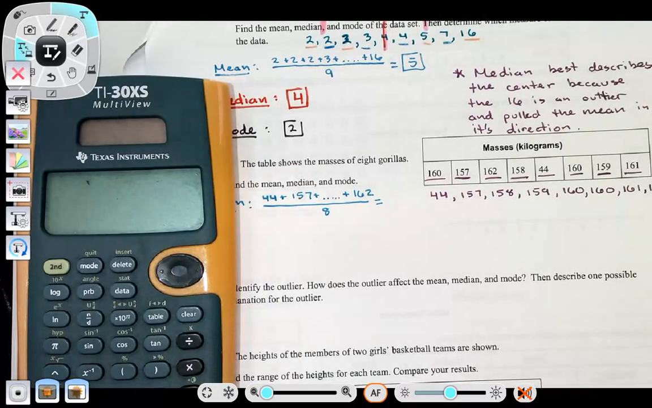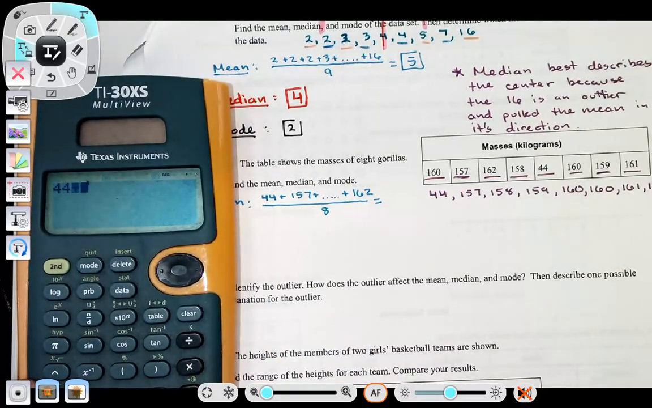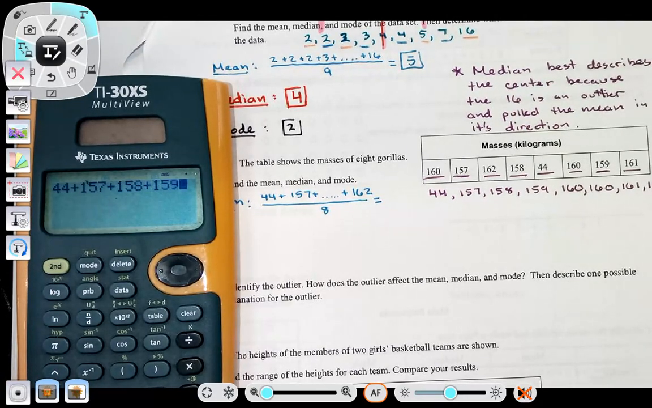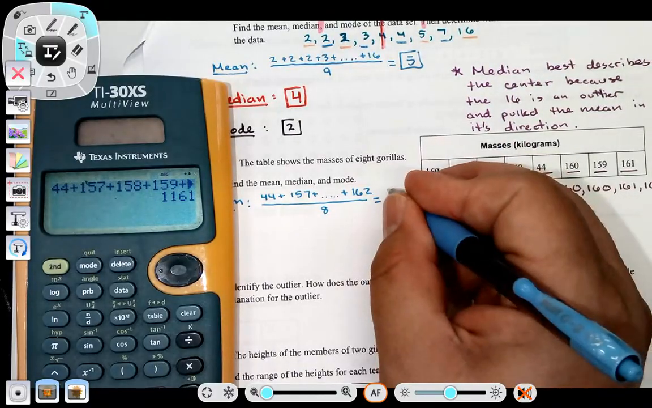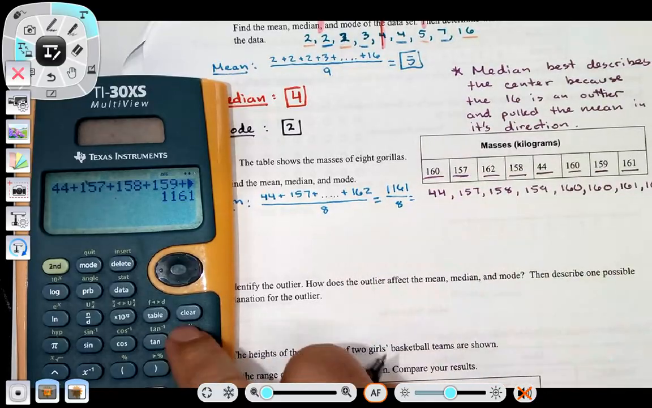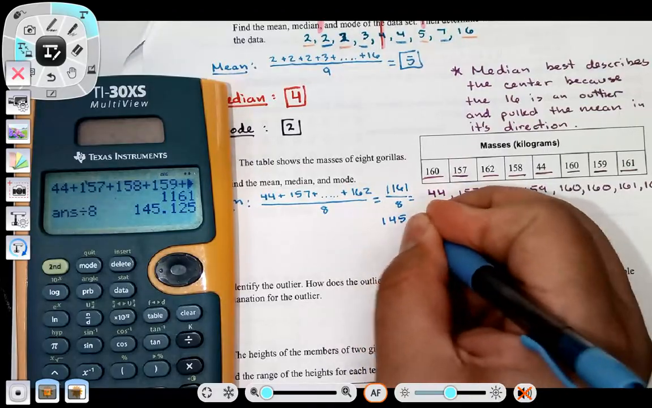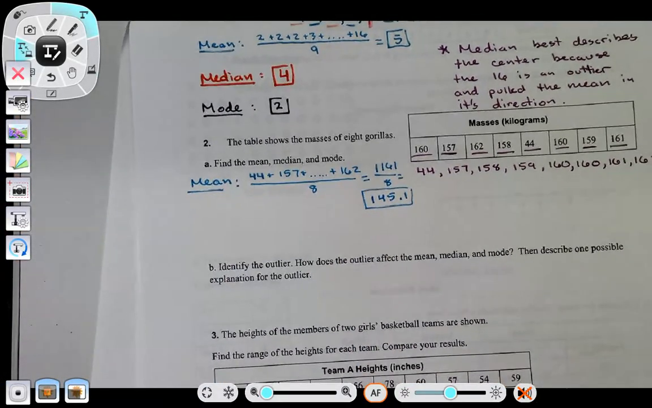All right, well, let's see here. Looks like we have a lot of different answers. So 44 plus 157 plus 158 plus 159 plus 160 plus another 160, 161 plus 162. So look, that means I have 1161 on top, and I'm going to divide that by 8. So I got 145.1. There's my mean. Okay, you've got to be careful.